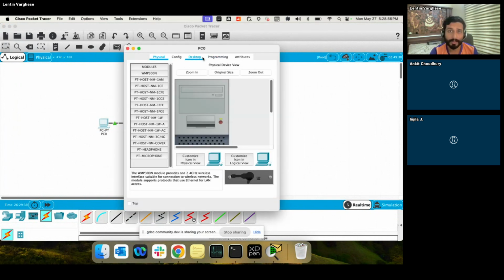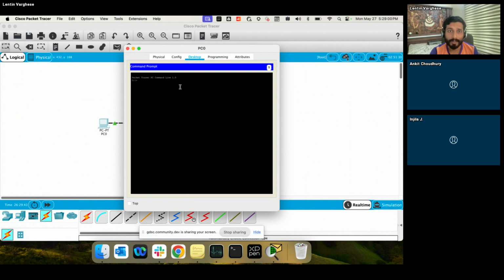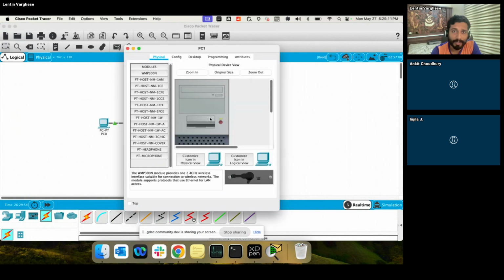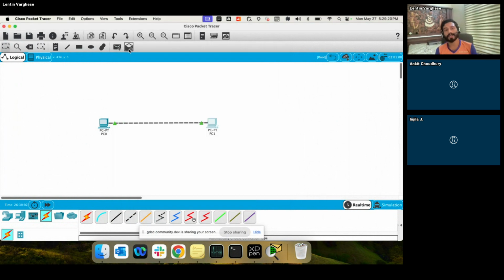Let's try that. This gives you an option. Here's a command in Windows which will help you check if there is an IP address. There is no IP address configured here. Let's check the second computer. There's no IP address configured here either. So even if you physically connect two computers, they still won't be able to communicate with each other unless they have an IP address configured.